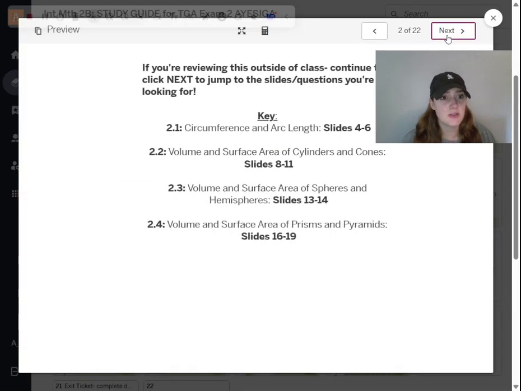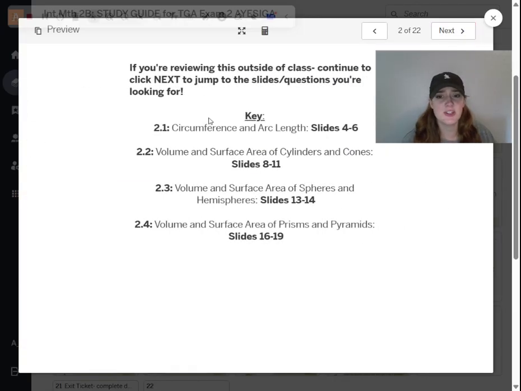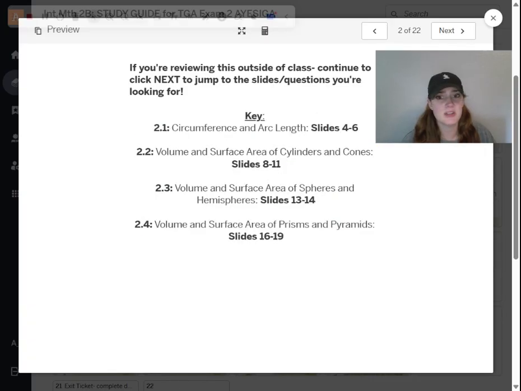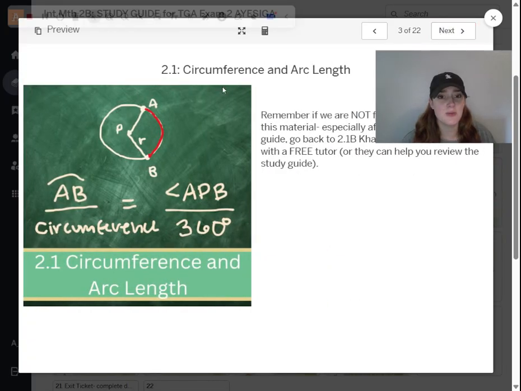All right, so looking through our study guide, on slide 2, I've got a key helping you find out where the slides are, where to go. We're going to start with 2.1. There's always, again, a title slide for each topic. So 2.1, we talked about circumference and arc length.